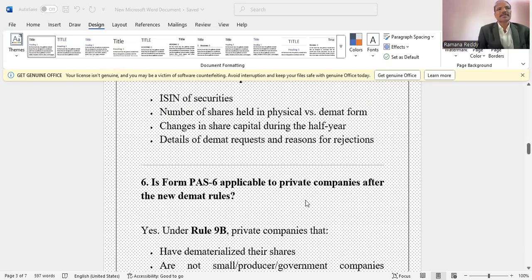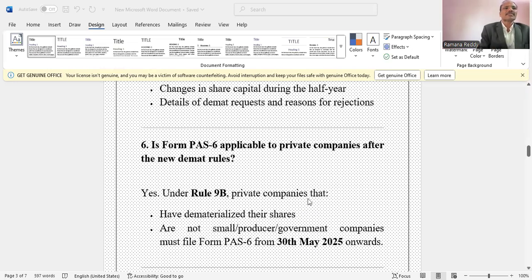Is Form PAS6 applicable to private companies after the new demat rules? Yes. Under Rule 9B, private companies, whether in demat or not, are required to file. And the exemptions: producer companies, small companies, and government companies are exempted.